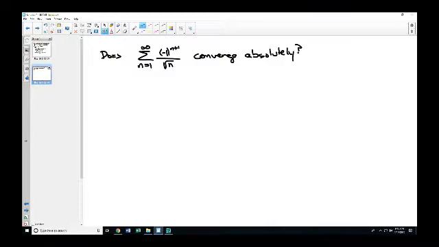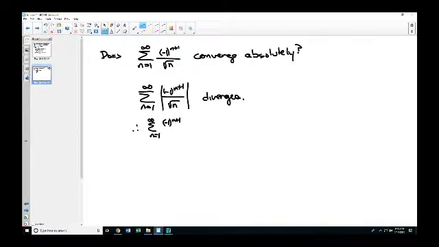Okay, here's another one. This is a series from n equals 1 to infinity of negative 1 to the n plus 1 over the square root of n. Does it converge absolutely? No. Why not? It's a p-series test. So, you can say that, therefore, this series does not converge absolutely.